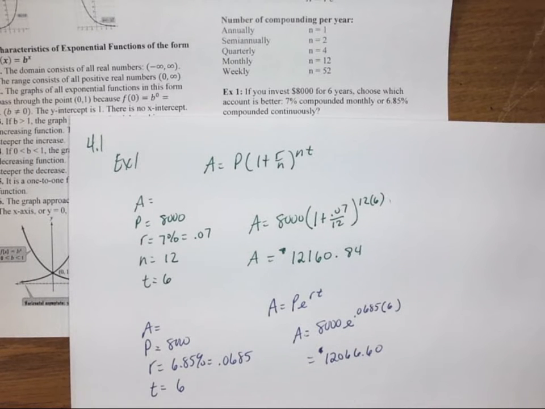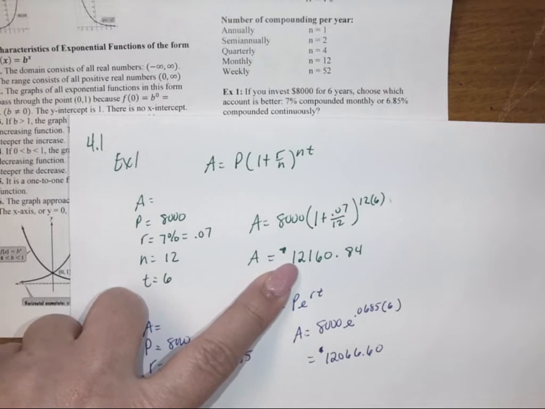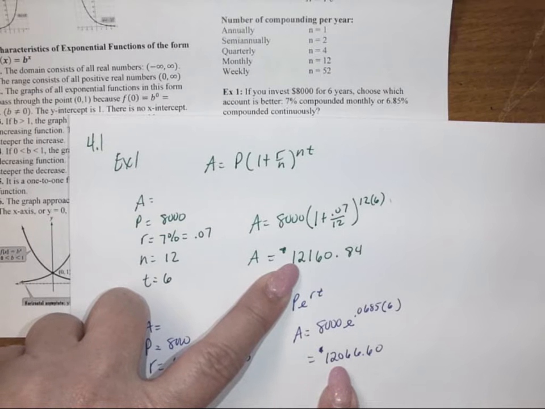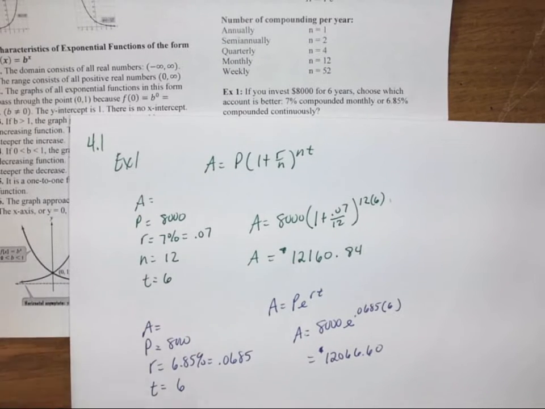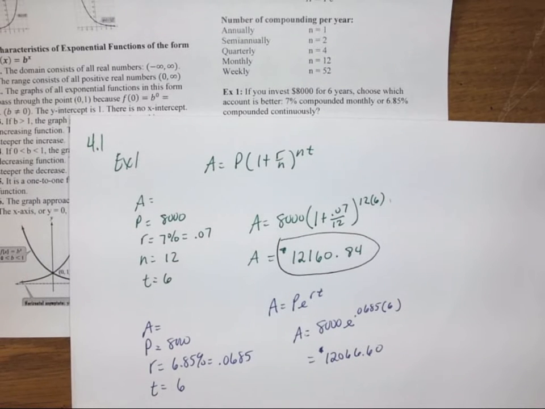So the question is, which one is better? Well, this one we made 12,160. This one made 12,066. So which option is better? Well, our A option is the better choice because we made more money in the same amount of time. It will not always be that way. It depends on the interest rates, and it depends on how much you're putting in, the time, all of that will change.